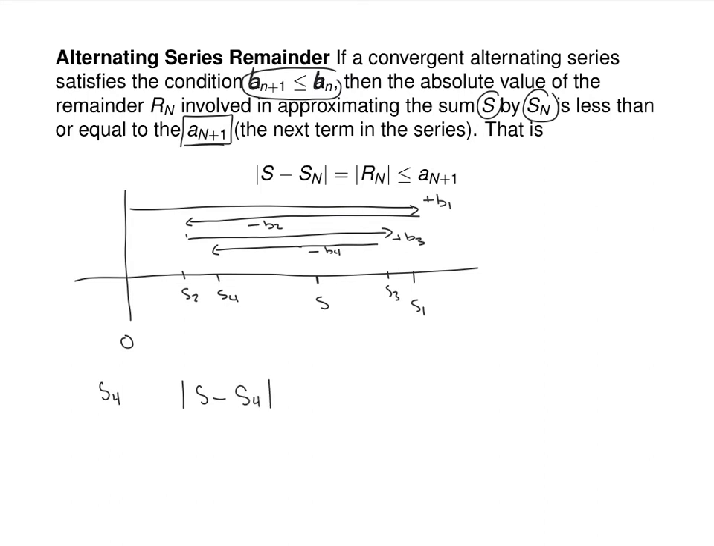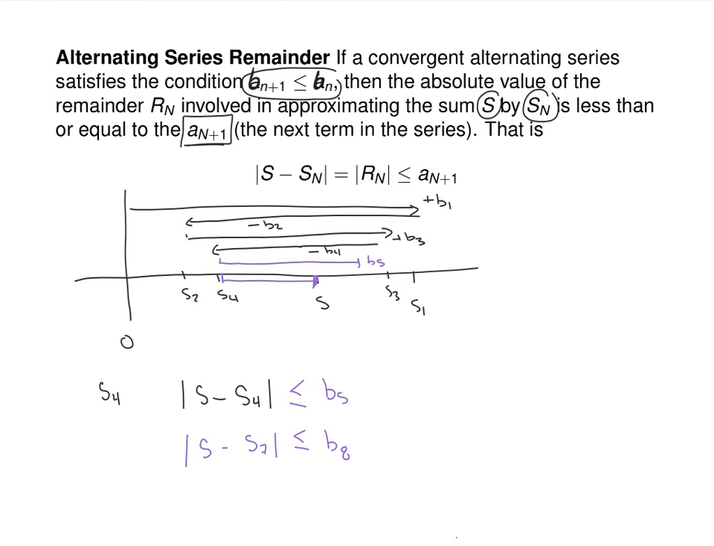Well, that is this distance here. And notice that that's less than or equal to, if we added our next term on, we just shoot a little bit past it. That'd be our B5. It's less than or equal to B5. And that pattern will always be true. If I had given you S minus S7, that would have been less than or equal to the 8th term. So that's it.